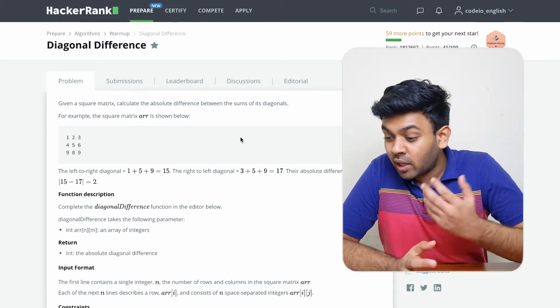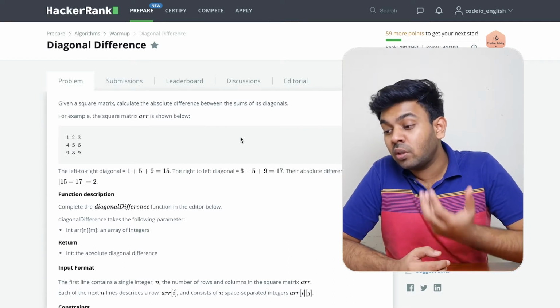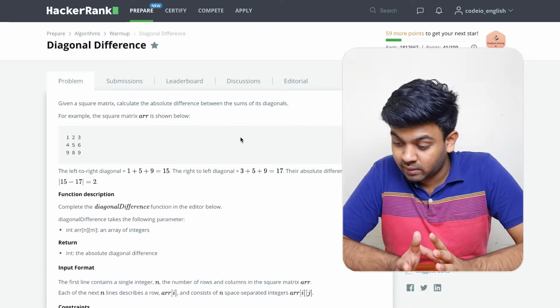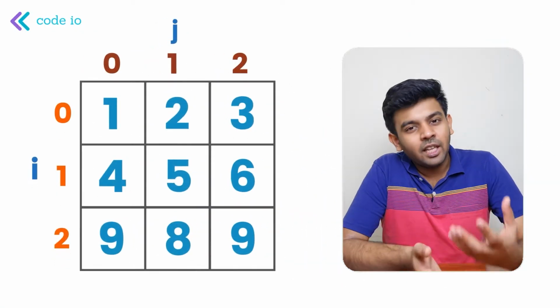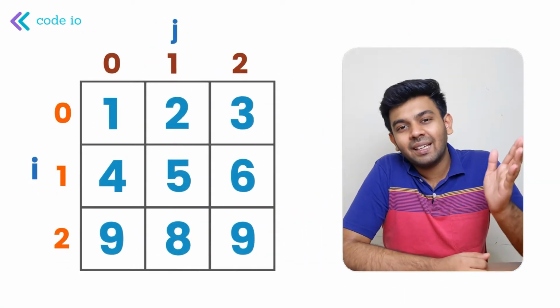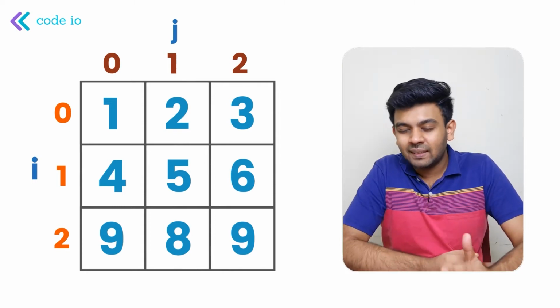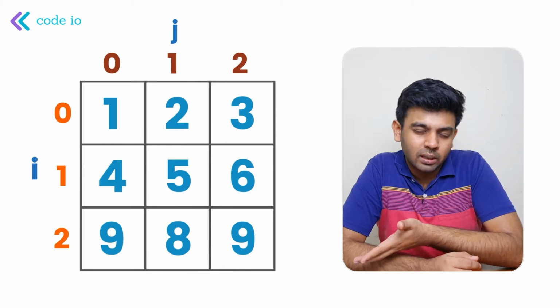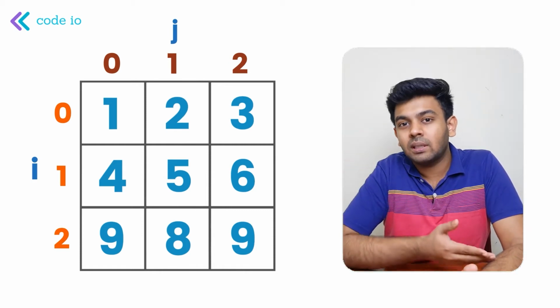In this question, you are given a square matrix and you are supposed to calculate the absolute difference between the sum of its diagonals. Let me explain. So you are given a matrix. In that matrix you are supposed to find the sum of its diagonals. The one that starts from the left end to the right bottom is called the left diagonal, and the other one is called the right diagonal.